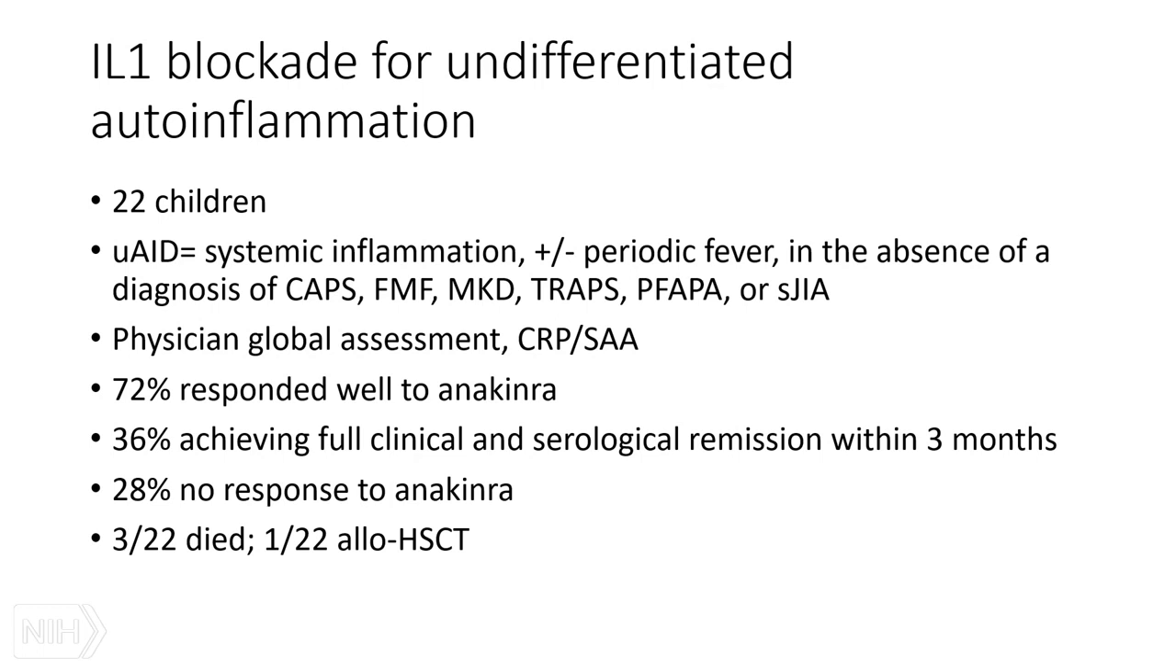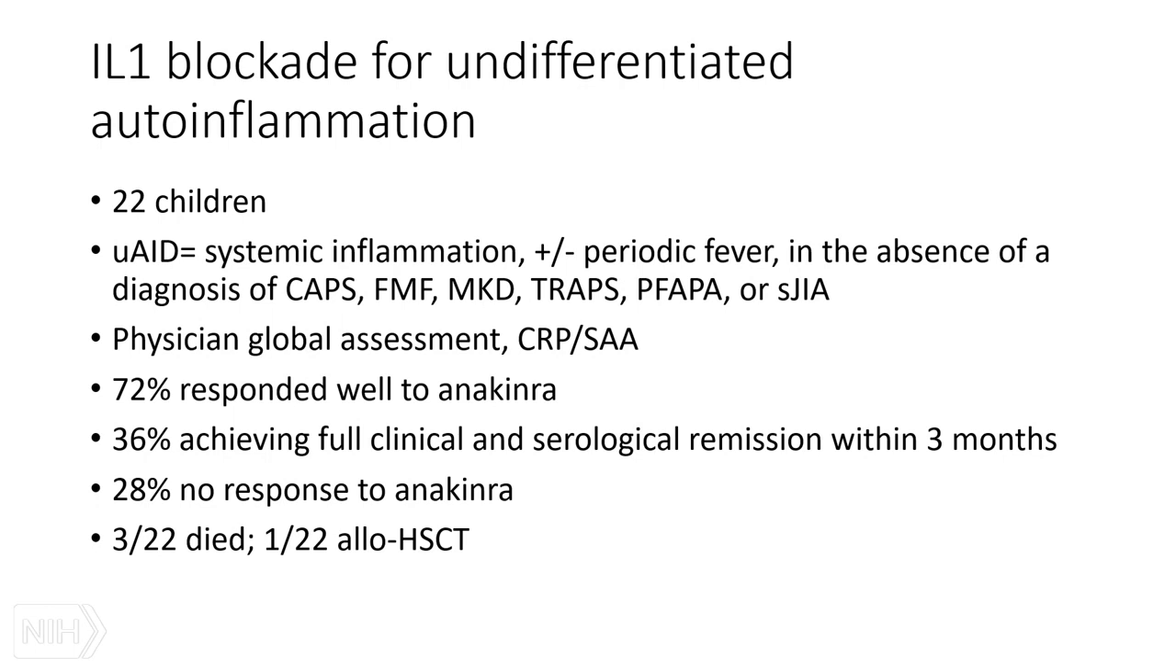What endpoints did we apply retrospectively? Physician global assessment, i.e. did I think they got better or not? CRP and serum amyloid A. And when you apply that crude metric, I can say that 72% responded well to anakinra, 36% achieved a full clinical and serological remission within 3 months, but that 28% had absolutely no response to anakinra and clearly needed something else.